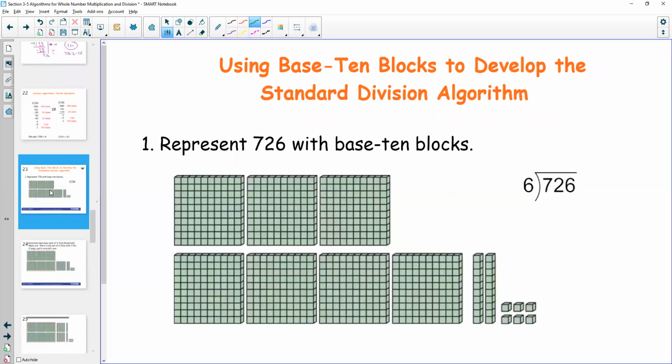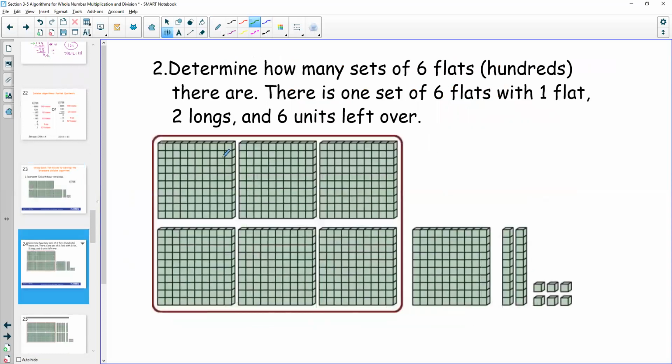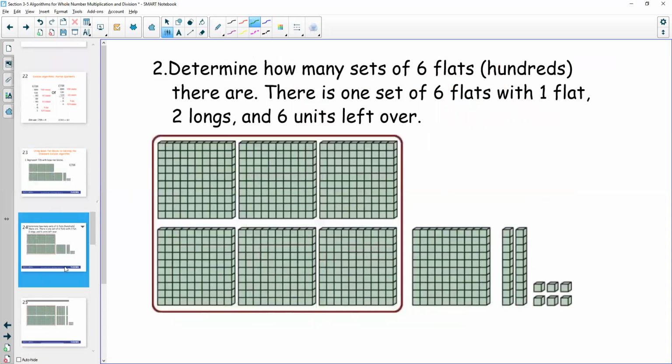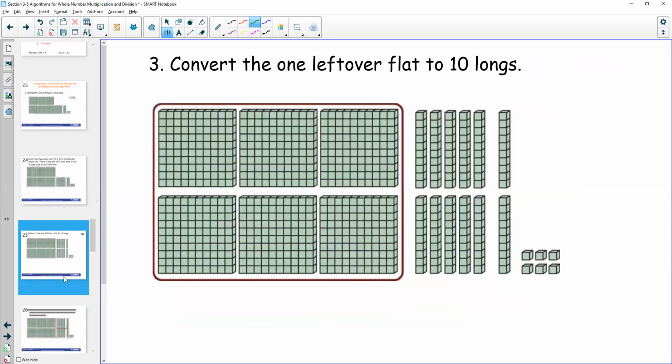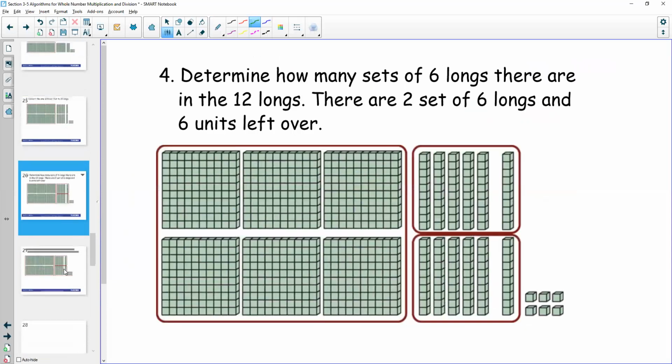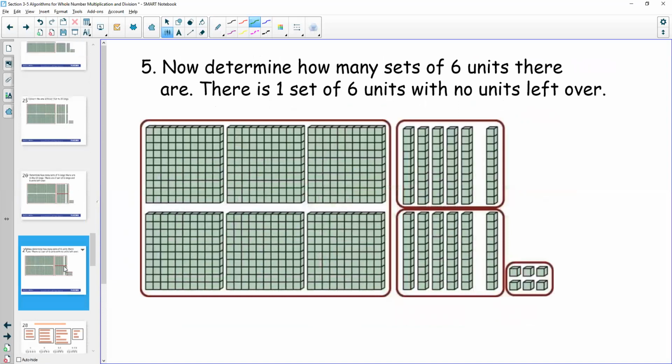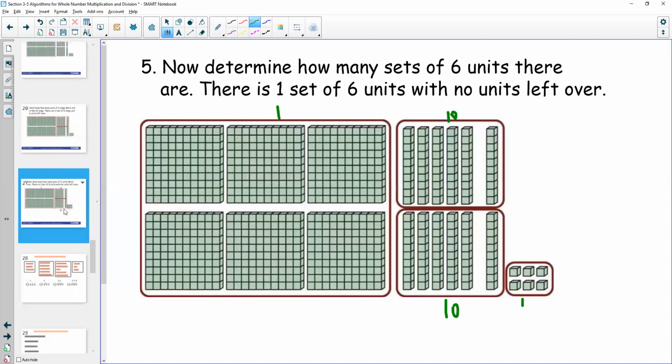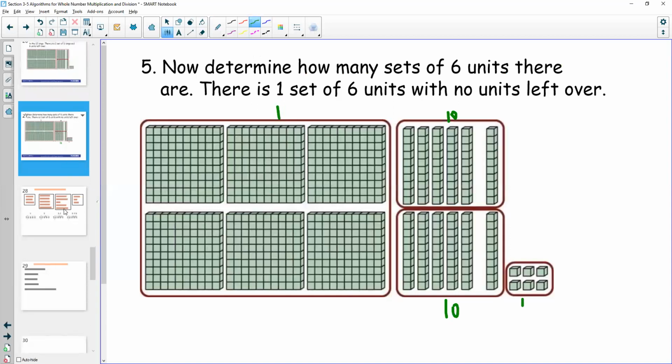So I have my 726. I can represent the hundreds and I can separate that into groups by 6. I can break up what's left and continue to group by 6s. So I have a group of 100s, one group of 10s, one group of 10s, and one group of 6s. Still 126. I know, or it's 121, sorry, too many 6s. So that's one way to do this. You'll get some practice in the homework.